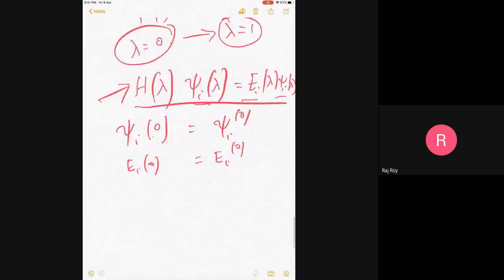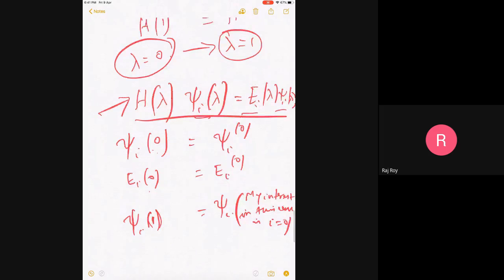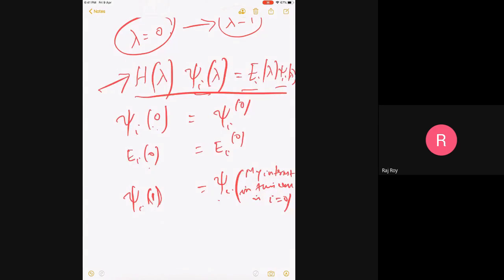In a similar manner, I can now say psi I at lambda equal to 1 is actually psi I. Although here I will make a qualification that my interest in this case is only I equal to 0, because I'm only looking at the ground state. But I should remind you that psi I bracket 1, it is not superscript, this is a bracket. So be very careful. At lambda equal to 1, it is exactly the full wave function. And same goes for EI1.